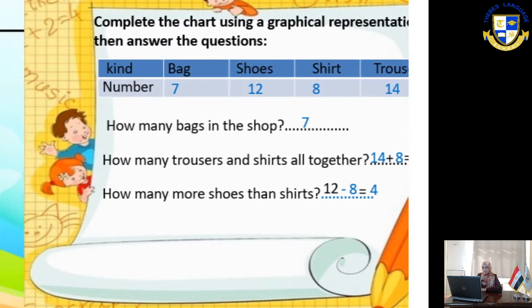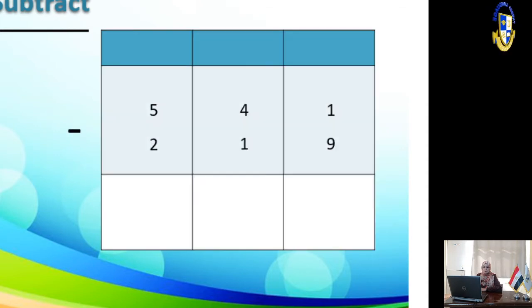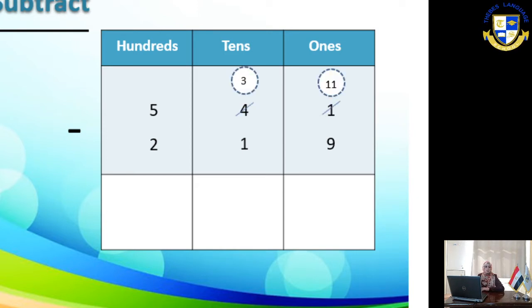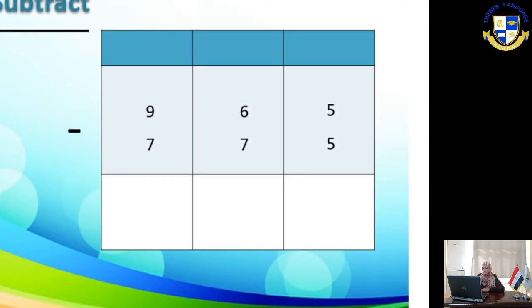In the next slide, subtract. 541 minus 219. Start with the ones. 1 minus 9 cannot be done because 1 is smaller than 9. Borrow from the next door, or borrow from the tens. So the ones will be 11. 11 minus 9 equals 2. For the tens, you have 3 minus 1, easily done, 2. For the hundreds, 5 minus 2 equals 3. The answer is 322.